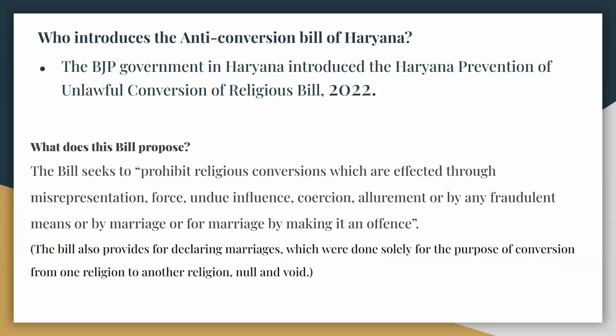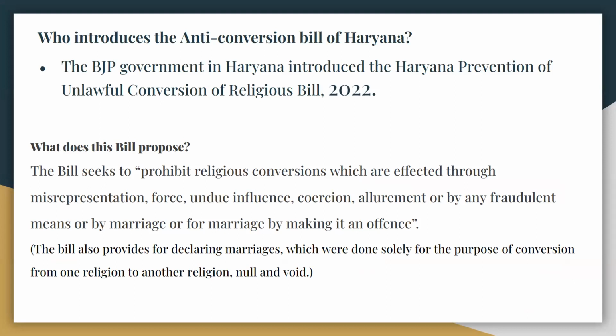Firstly, who introduced the bill in Haryana? The BJP government in Haryana has introduced the bill, that is the Haryana Prevention of Unlawful Conversion of Religious Bill 2022. Then let's see, what does this bill propose? Basically, the bill seeks to prohibit religious conversion which is effected through misrepresentation, force, undue influence, coercion, allurement, or any fraudulent means, or by marriage or for marriage, by making it an offense.